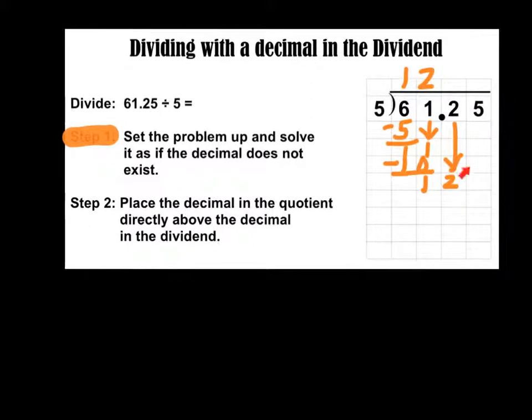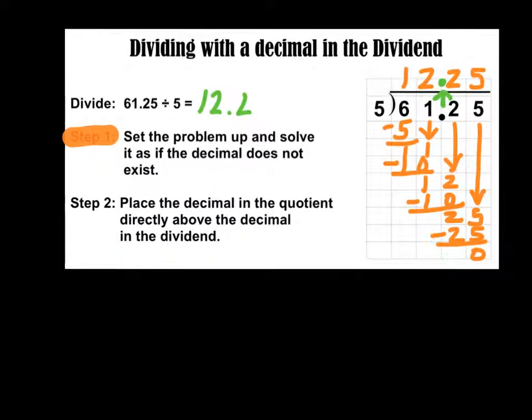So now I'm looking at how many groups of 5 I can get out of 12. I can get 2 groups of 5 out of 12. 2 times 5 is 10, and I subtract and I get 2. And now I can bring down the 5, my last one, and I'm seeing how many groups of 5 I can get out of 25, and I can get 5 groups of 5 out of 25. 5 times 5 is 25, and that gives me no remainder. Now the only difference here is, kind of like when I'm adding and subtracting decimals, I'm going to bring my decimal point straight up into my answer. So my answer would be 12 and 25 hundredths.